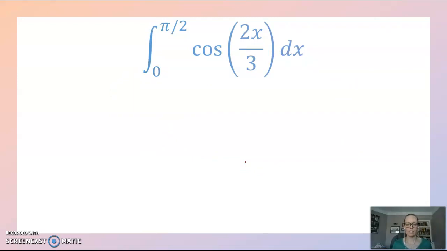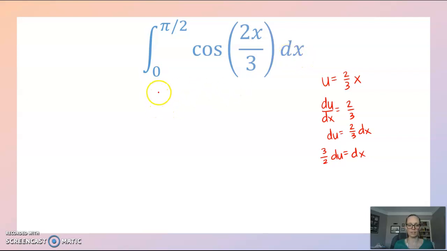Okay, one last example I want to discuss is a trig example with u substitution again. So we have an inside function here of 2/3 x, and I want to derive this, so du dx is equal to 2/3, which means that du is equal to 2/3 dx. Now this one's a little bit of an easier substitution. We don't have a 2/3, so we need to divide that on both sides, and we're going to end up with 3/2 du is equal to dx. So all we're substituting in here is the dx.